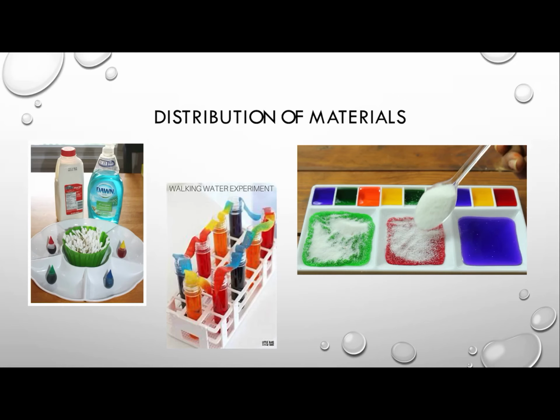When you're looking at how you're going to distribute your materials, these are just some examples of ways in which it might be useful, depending on the age group that you're working with, to distribute. So here, this is like an appetizer tray on the left. They have the Q-tips in the bowl, the different dye. And what this is, is milk and food dye.